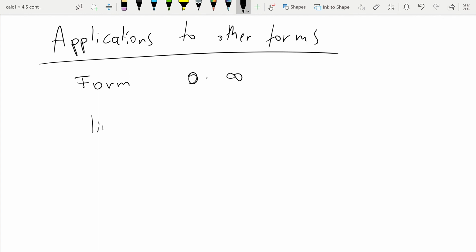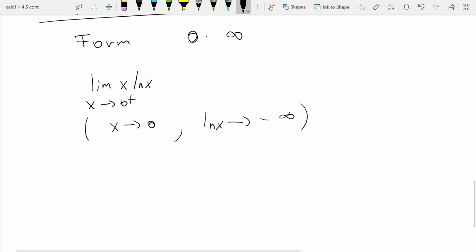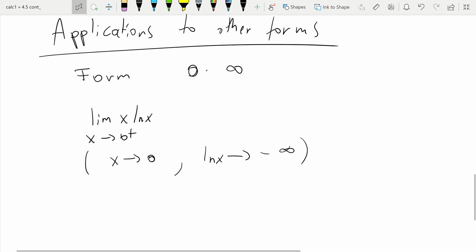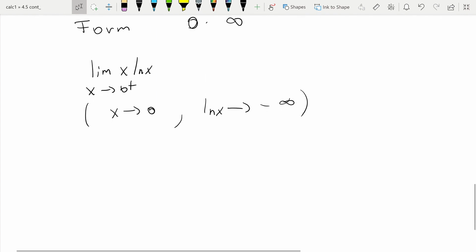What happens if we're asked to find the limit of x natural log of x as x approaches 0 plus? As x approaches 0 plus, x approaches 0, and natural log of x approaches minus infinity. So we're in a situation where something is getting very small and something is getting very negative. Which effect is winning? We don't know. So we need to write this down in a way in which we can apply L'Hopital's rule.